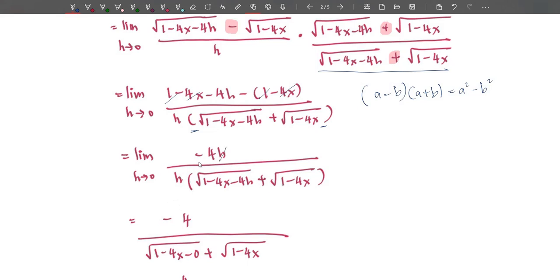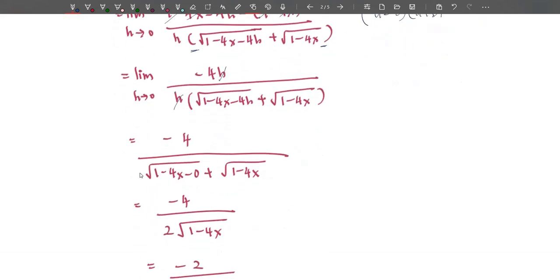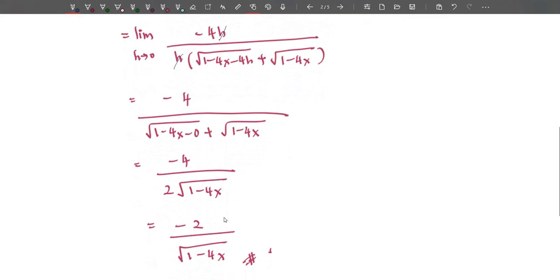Simplify by cancelling the h, the common factor. Remember the basics: multiply with the conjugate, we definitely need to cancel the common factor after that. And then only you substitute the value of h equal to 0. Next we have this form: negative 4 divided by root of 1 minus 4x minus 0 plus root of 1 minus 4x. And here we have the answer, negative 4 divided by 2 root of 1 minus 4x, and it can be simplified into this.